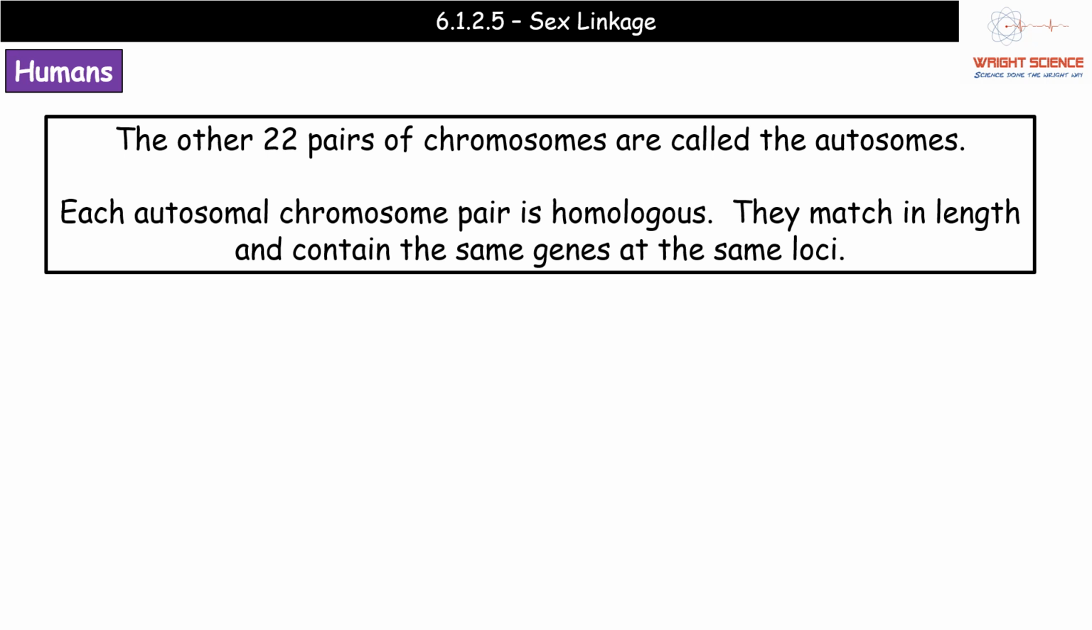When we're then talking about these other 22 chromosomes in humans, they are referred to as the autosomes. Now, each autosomal chromosome pair is what we term homologous. So that means that they match in length and they contain the same genes at the same loci. So if we have two chromosome 22s, they will be around the same length. They will have the same genes at the same position on those chromosome structures as well.